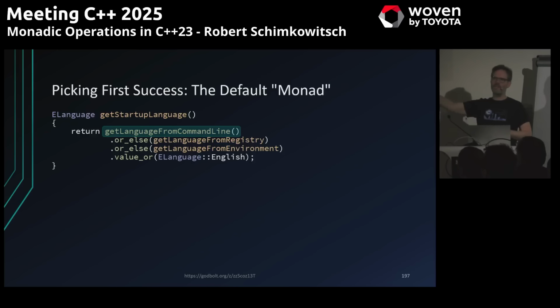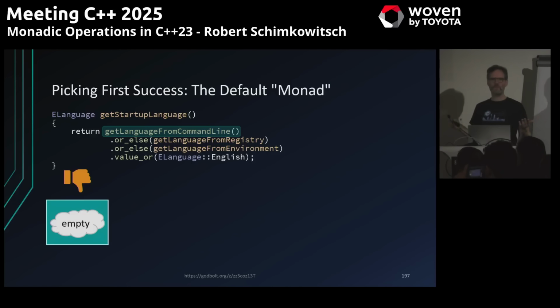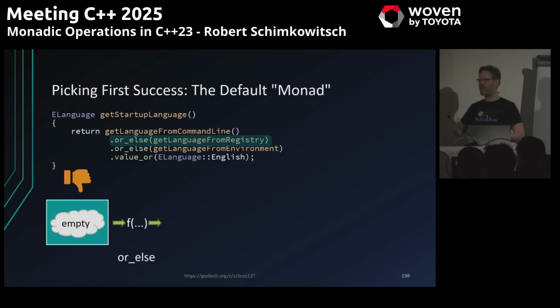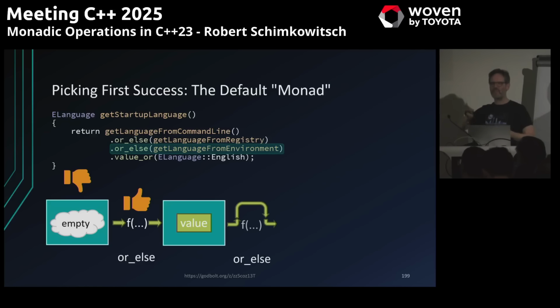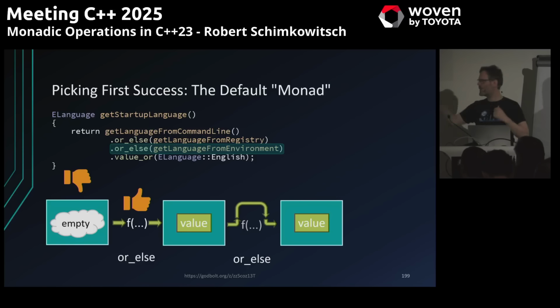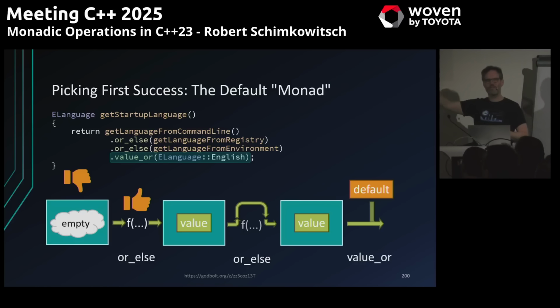So in this pipeline, the first function that provides a value wins. So let's assume that getLanguage from command line failed, our optional is empty. Because of that, or_else will call our next function, getLanguage from registry. Let's say that one succeeds. So now our optional holds a value. Because of that, or_else will bypass the next function, getLanguage from environment, and we keep our value as before. Had we been empty at that point, value_or would have provided us with the default, so we are guaranteed to get a valid non-optional value at the end.